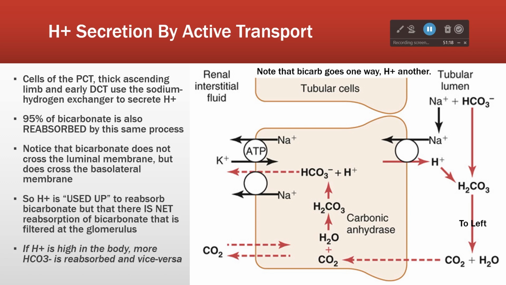CO2 diffuses readily across membranes. Remember, it's lipid soluble and doesn't need a transporter. So CO2 is going to dissolve into the tubular cell. Inside the tubular cell, there's going to be plenty of water, so we're going to combine this again. Oh, look, carbonic anhydrase again. It's going to split apart into hydrogen ion and bicarbonate. The bicarbonate will be reabsorbed.